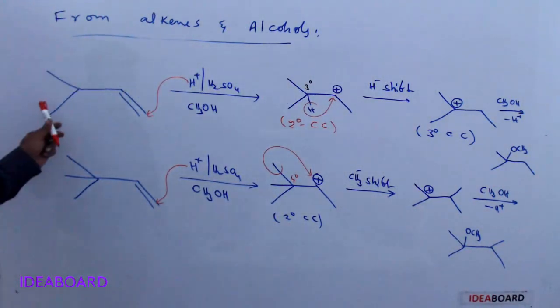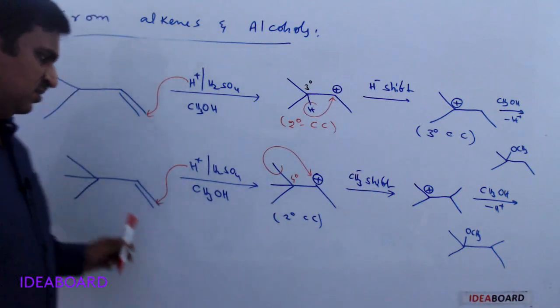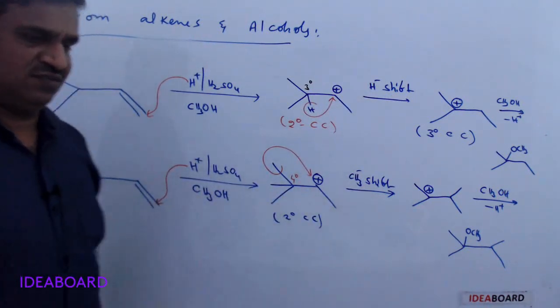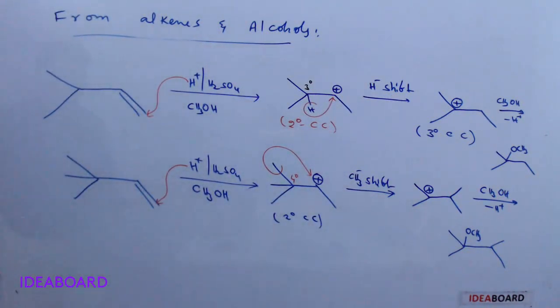So in the first one, hydride shift occurs, and in the second one, methyl shift occurs. Even ring expansion is possible. So from alkene and alcohol, carbocation intermediate formation is possible. So a rearrangement reaction occurs.